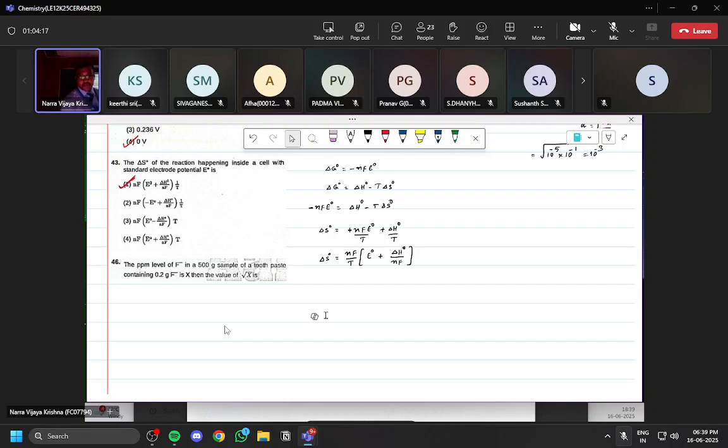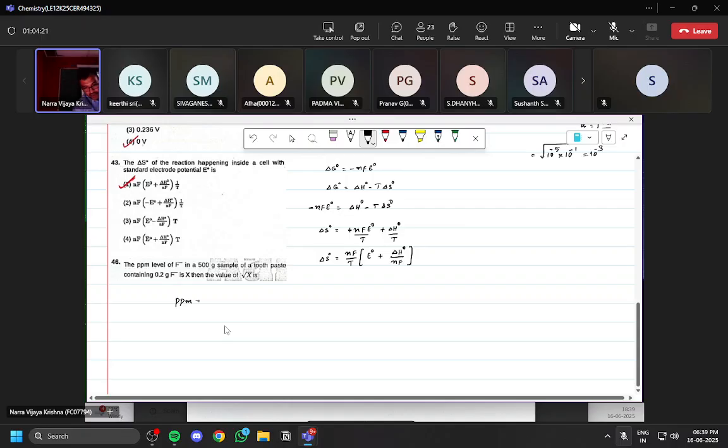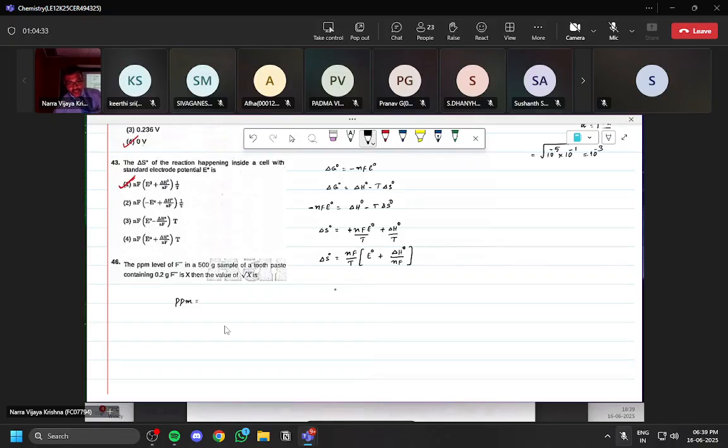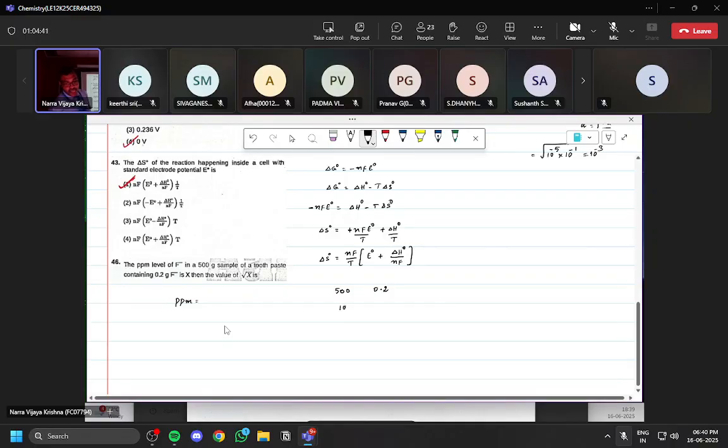What is the ppm formula? What is ppm? It is the weight of substance per million parts of the substance. Weight of substance per million parts. Means if it is 500 parts, how many parts is this 0.2? If it is million parts, then what is this? X. That X is nothing but ppm.